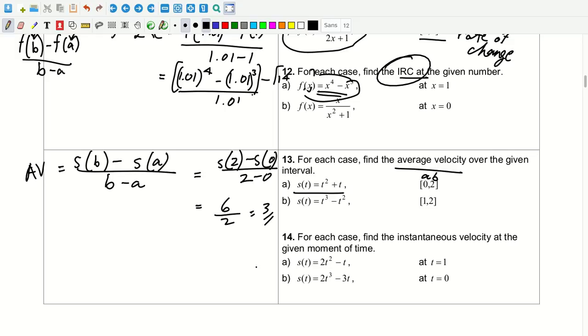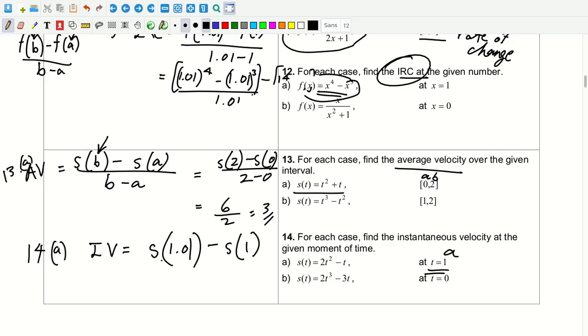The instantaneous rate of change, let's say for 14a, right? This is 13a, okay? 14a, the instantaneous rate of change, same thing as before, right? So it's kind of like the average rate of change, except this b value is very close to the value they want, and we call this value the a value. So it'd be like 1.01, minus s at 1 over 1.01 minus 1, all right? The smaller you get, or the closer this value is to the a value, the better your answer, or the more accurate, I guess, your answer.